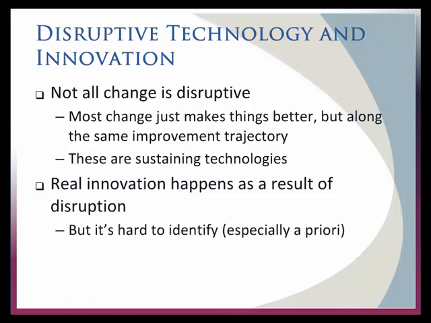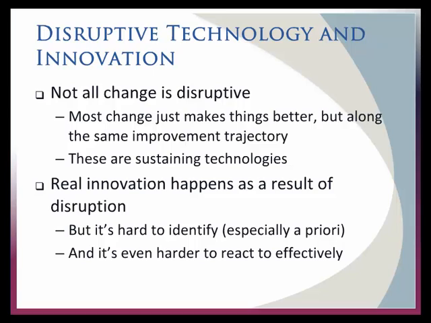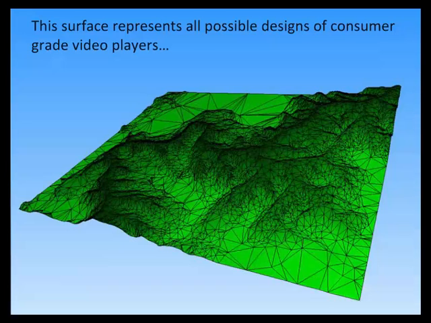But it's really hard to identify, especially a priori. That is, I've got this really cool thing, now I'm going to predict how it's going to change an industry. That's very difficult to do. And it's really even harder. What we have to do is react effectively, to know how we're going to react to this. Now in this example, think about this.